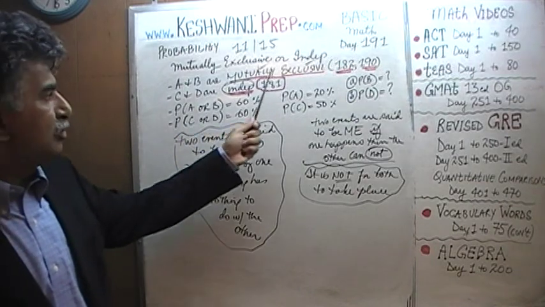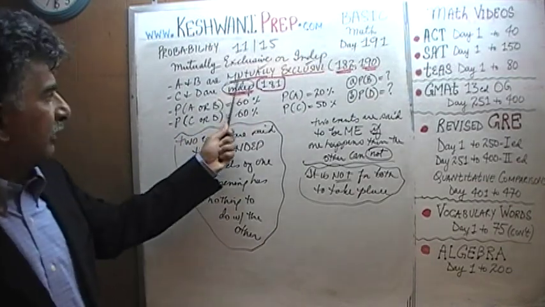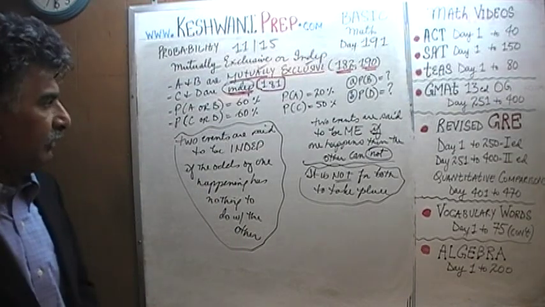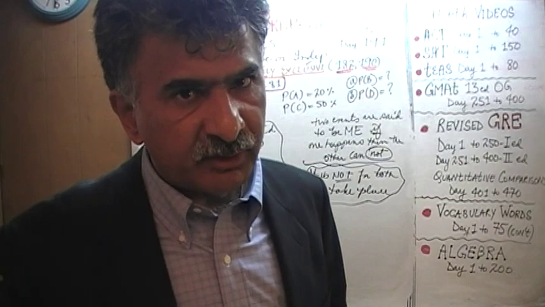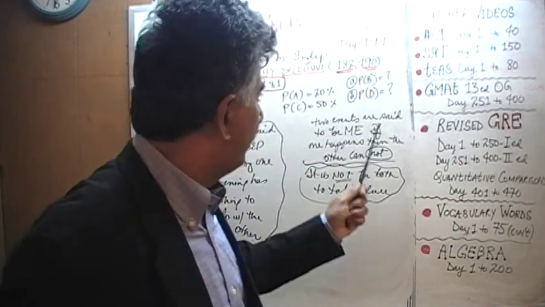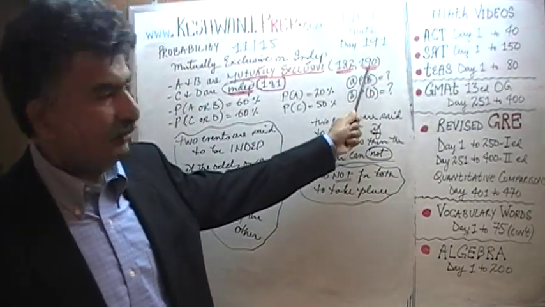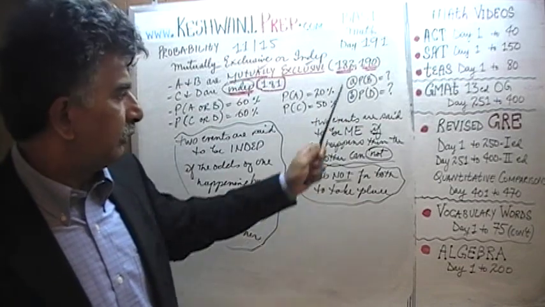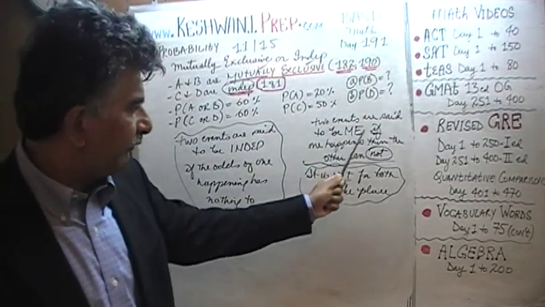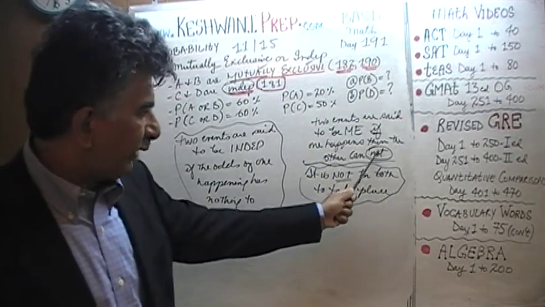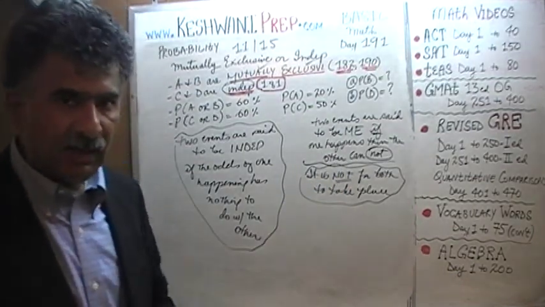On the other hand, we are told that A and B are mutually exclusive. Now this is the tricky part that people have trouble with. What does it mean for two events to be mutually exclusive? What we are going to discuss right now is all repetition from yesterday's lesson and day 182. Two events are said to be mutually exclusive if one happens, then the other cannot.